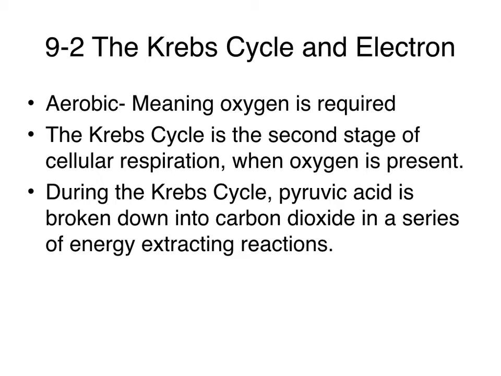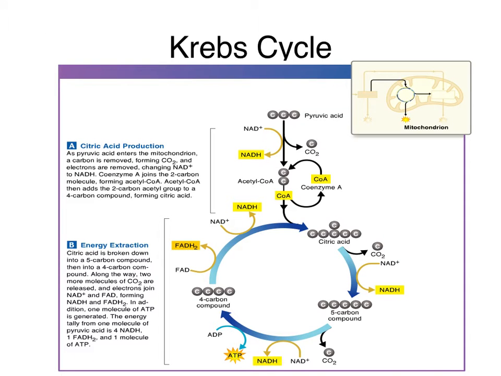So during the Krebs cycle, the pyruvic acid that was created during glycolysis is broken down into carbon dioxide in a series of energy extracting reactions. If we take a look at this diagram right here, what you need to understand from this is that we are creating those NADHs and FADH2s and ATPs. Now that one ATP that we're going to create is going to be used just as general energy. It's already created, it's good to go. Those NADHs and FADH2s are going to be used in the electron transport chain.